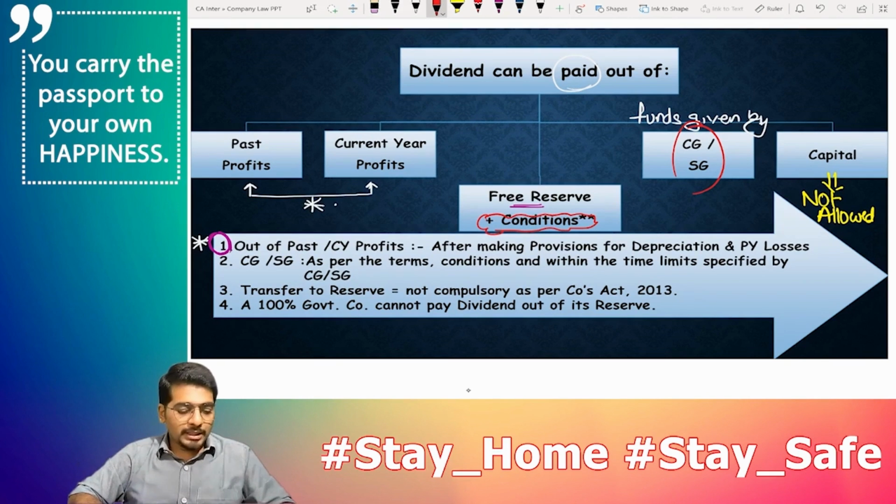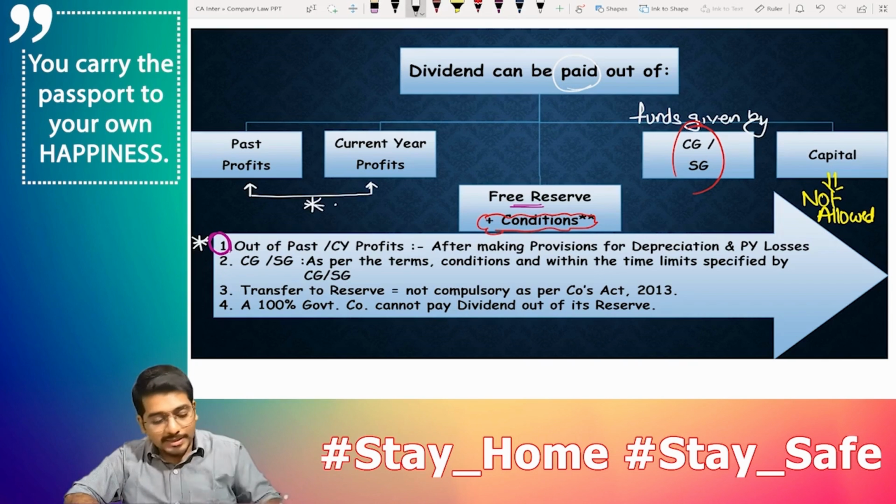Is that clear? Important points are there which I have given in the form of this large arrow, where first point we already saw. If you are making the payment of dividend out of past profits or current year profits, it always has to be after making provisions for depreciation. If you are making the payment of dividend as per the requirements of the central or state government, then it has to be as per the terms and conditions which are given by the central or state government.